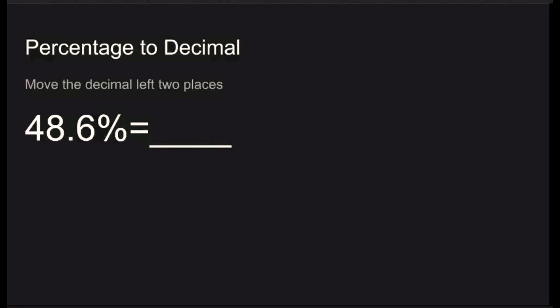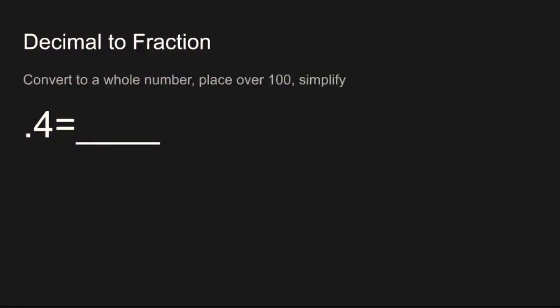2 places. So we're moving from in front of the 6 to in front of our 4. So our new decimal place is going to be right there. So mathematically, this would be dividing the percentage by 100, therefore moving it left 2 places. So if we were to convert 48.6% to a decimal, it would be 0.486, or 486 thousandths.